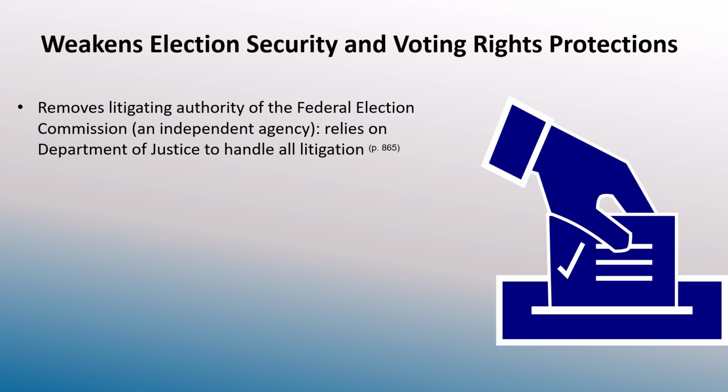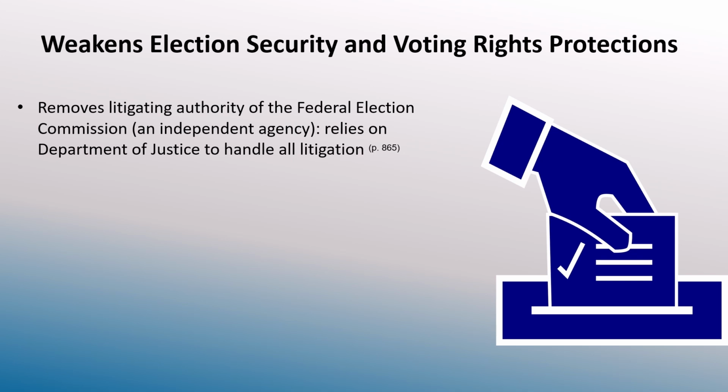The Federal Election Commission handles cases relating to campaign finance laws. These laws are designed to curb corruption, promote transparency, and ensure fair elections by regulating how money flows into politics. As I mentioned earlier, Project 2025 proposes that the Department of Justice decide on which cases to litigate based on the President's agenda.